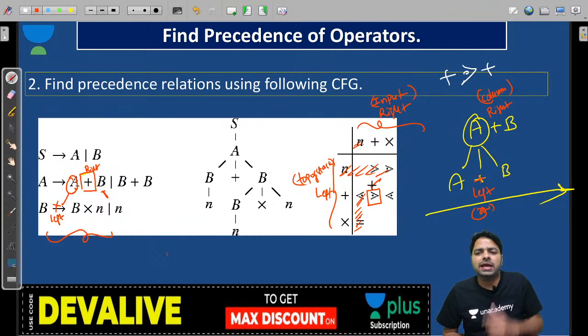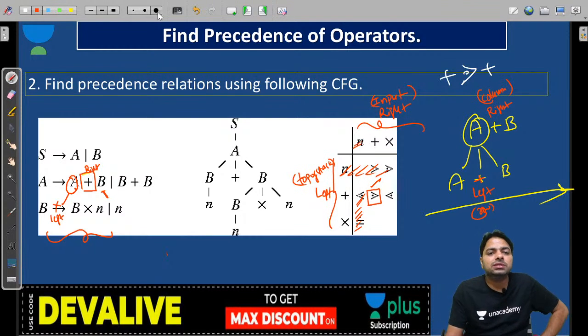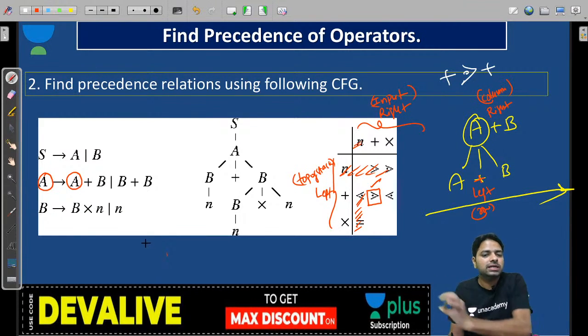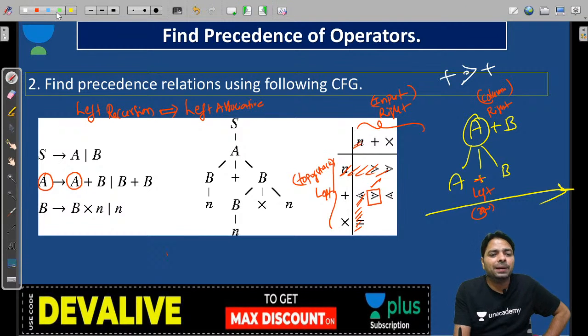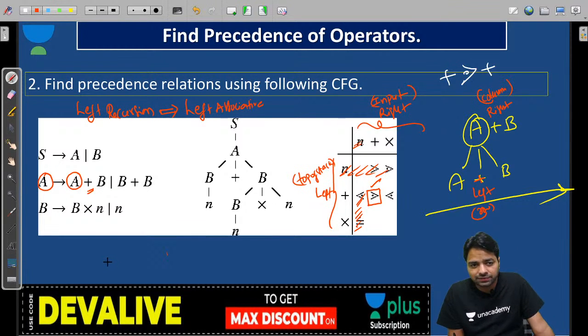Remember that. And how do you know quickly? Sometimes grammar will have a shortcut, that is left recursion always gives you left associativity. So if any operator comes along with left recursion, the left recursion will guarantee left associativity of that operator. So here plus is participating in left recursion, so it is left associative. Clear this point? Yeah, this is important.